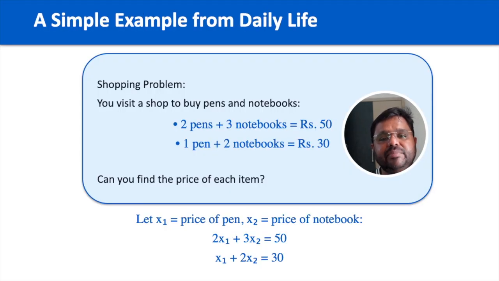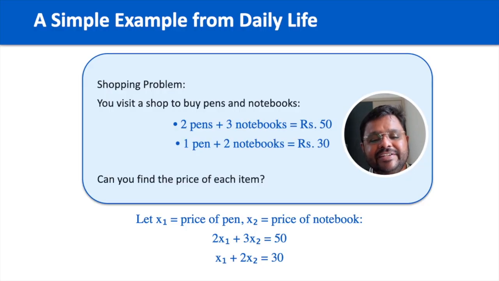So let us see one simple example. This is a shopping problem. Suppose you visit a shop and you have two sets of information. 2 pens and 3 notebooks cost 50 rupees and 1 pen and 2 notebooks cost 30 rupees. So about the prices of pens and notebooks, you have two pieces of information. The first question is, can you find the price of each of them? As we know, we can solve such situations.